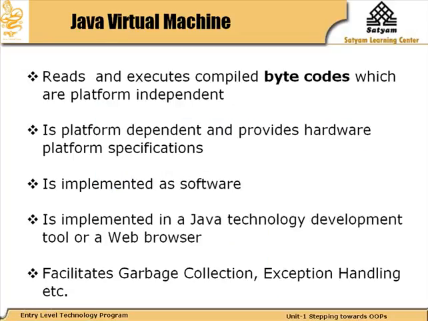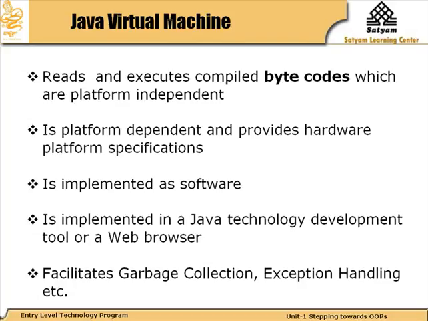Java Virtual Machine facilitates garbage collection and exception handling. In most languages such as C, C++, and VC++, the programmer needs to explicitly manage the memory. That is, the memory allocation and deallocation is the programmer's responsibility. Coming to Java, it is taken care of by a component called garbage collection. The component garbage collection is a part of Java Virtual Machine.